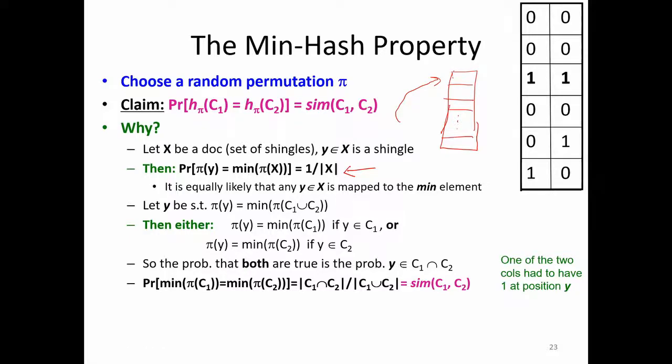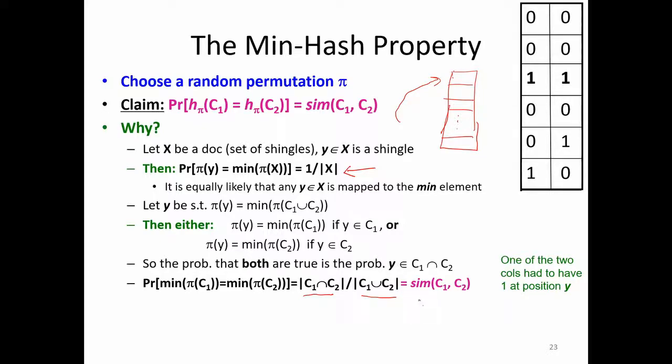Now, what is the probability that the minimum of pi of C1 is equal to the minimum of pi of C2? You can think of it as just the intersection between C1 and C2 divided by the union between C1 and C2, which is the similarity. Hence the claim. So why is the last case true?